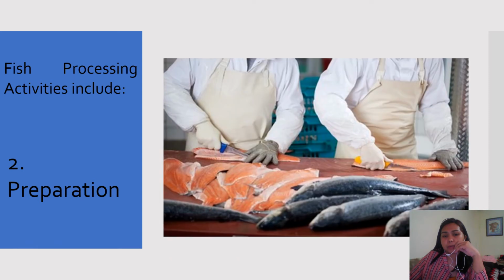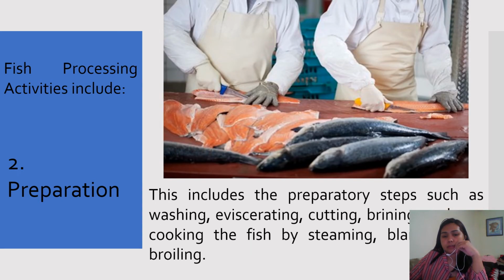Next is preparation. So this includes the preparatory steps such as washing, eviscerating, cutting, brining, and pre-cooking the fish by steaming, blanching, or broiling. So what is eviscerating? All the intestinal organs are removed, like the intestines and the gills.